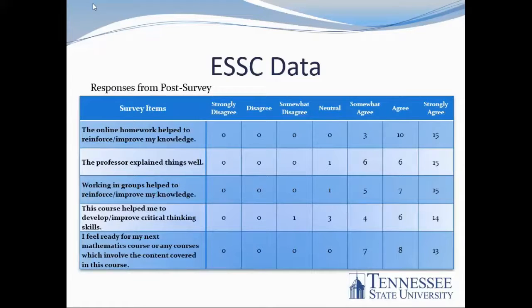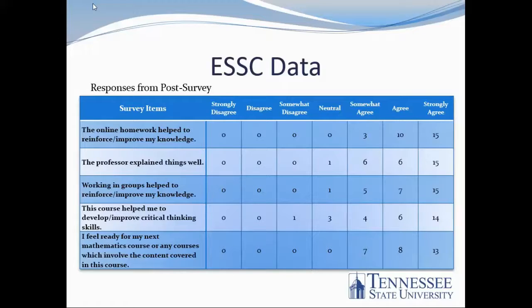We also administered a post-survey at the end of the semester. And some of the questions on the post-survey tracked with the questions on the pre-survey. For the statement, the online homework helped to reinforce and improve my knowledge, all of the students agreed, somewhat or strongly or just agreed, that the homework was helpful in reinforcing and improving their knowledge.